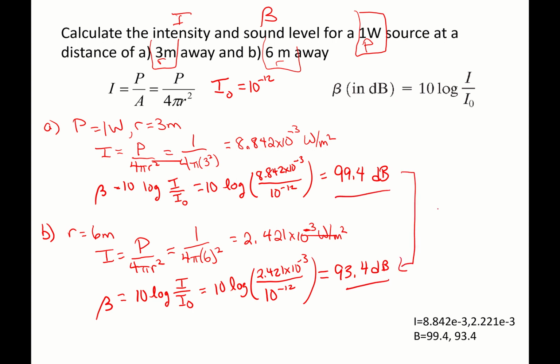So if I compare those two sound levels, you can see when I move twice as far away, the sound level decreased by exactly 6 decibels. And that's always the case. So if you go twice as far away, the sound level will go down by 6 decibels. So every time you move 2 times further away, the sound level is going to go down by 6 decibels, and the intensity is going to go down by a factor of 4.